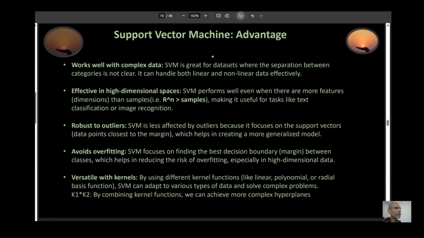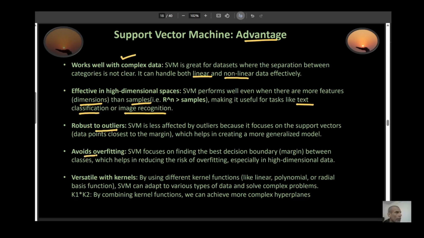Now let's look at some of the advantages of SVM. It works pretty well with complex data. It can handle both your linear and non-linear data effectively. SVM can be effective in high dimensional spaces. So even when you have more features, in other words, more dimensions than the samples, this will still work. So that's what makes it useful when you're dealing with problems like text classification or image recognition. And it's also robust to outliers. We saw that through that example.